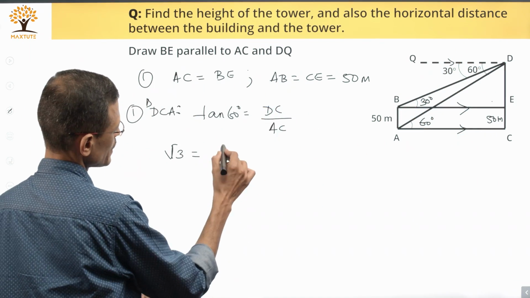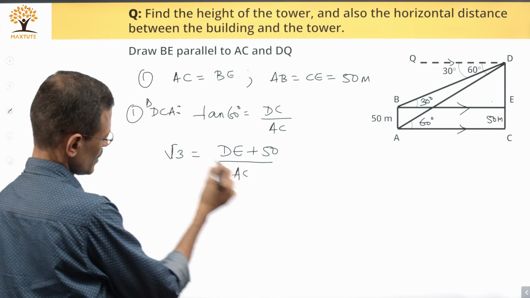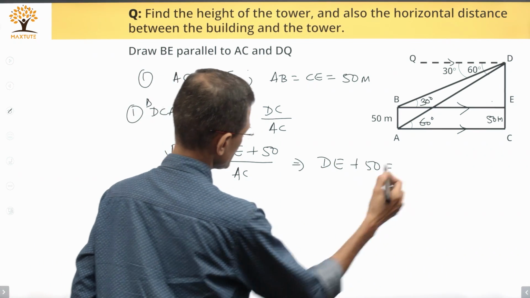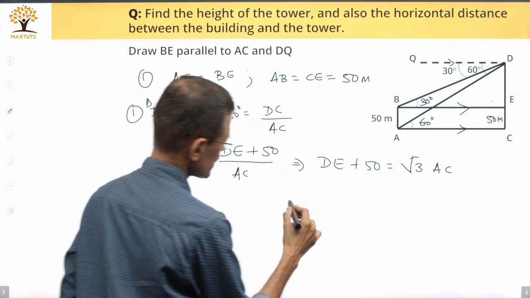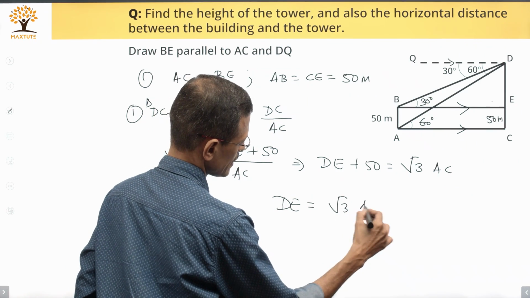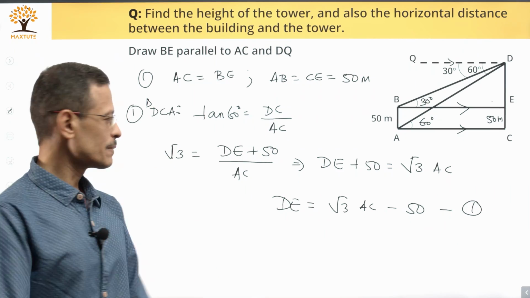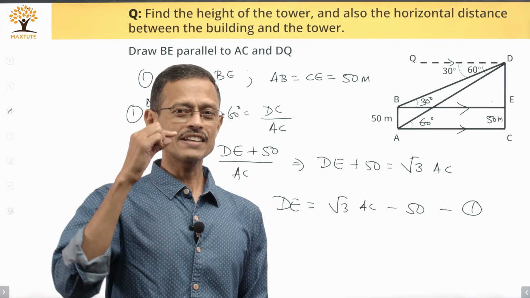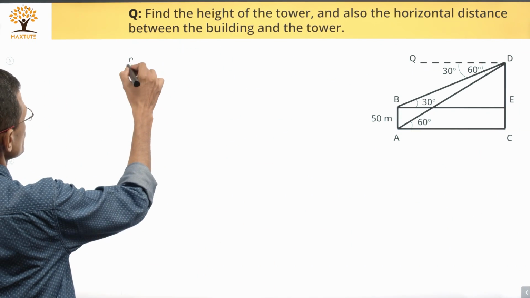So, DC can be written as DE plus 50 divided by AC. Cross multiply, you will get the value of DE plus 50 is equal to root 3 AC. So let's say DE therefore is equal to root 3 AC minus 50. So we have established DE in terms of AC in this triangle. Let's see whether we can do the same thing with the second triangle, which is triangle DEB. I think it's possible. We'll quickly see.